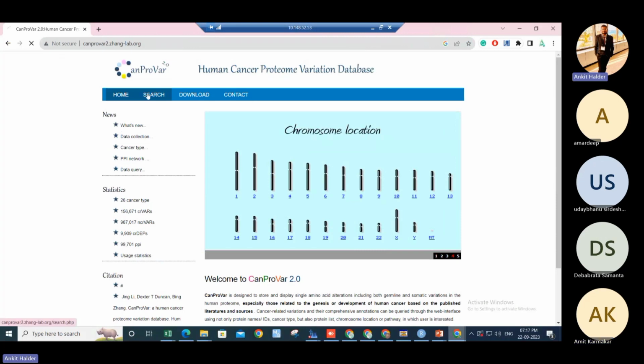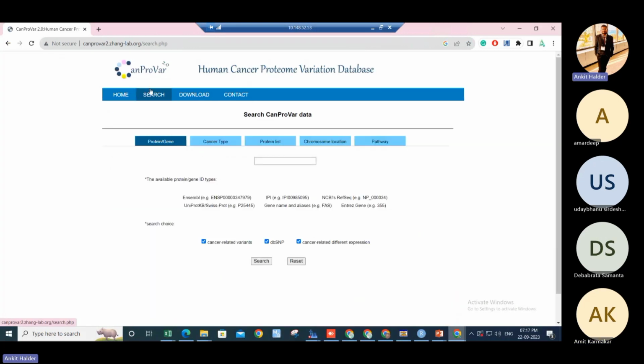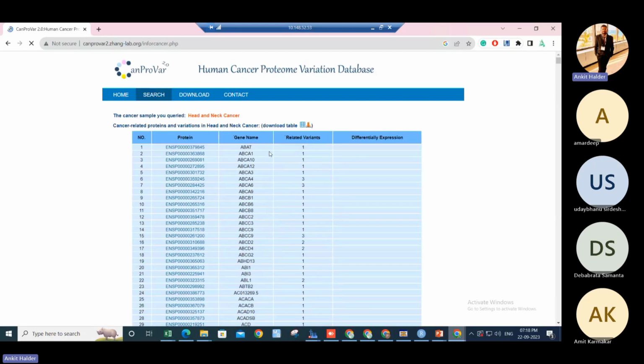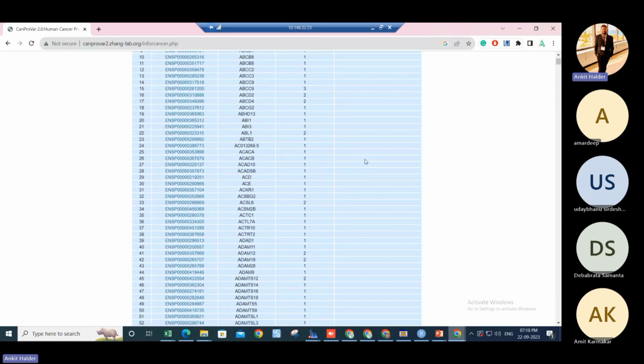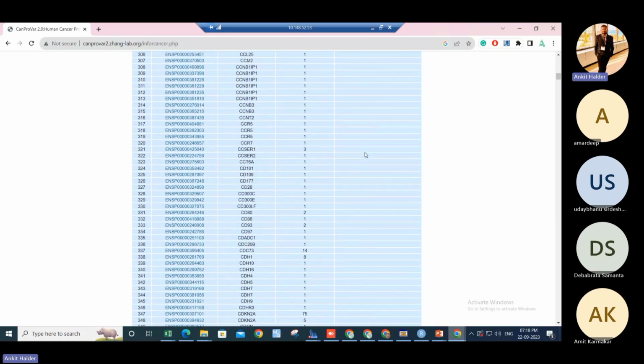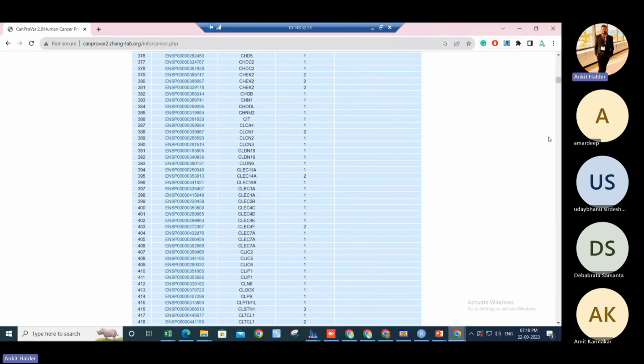So we can search here. Let us go by searching by cancer type. Let us take some head and neck cancer. If we go for browsing, you can see all the gene names and the related variants, differential expression, everything is mentioned as it was mentioned in that paper.